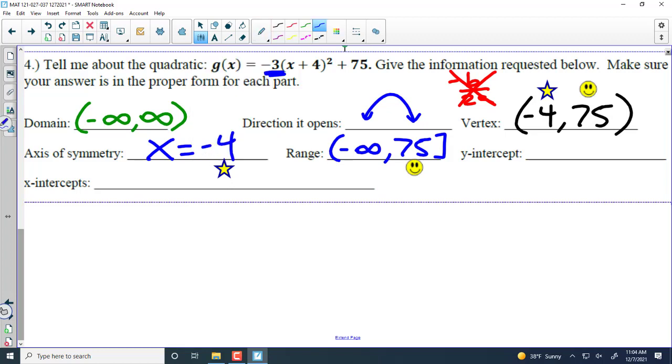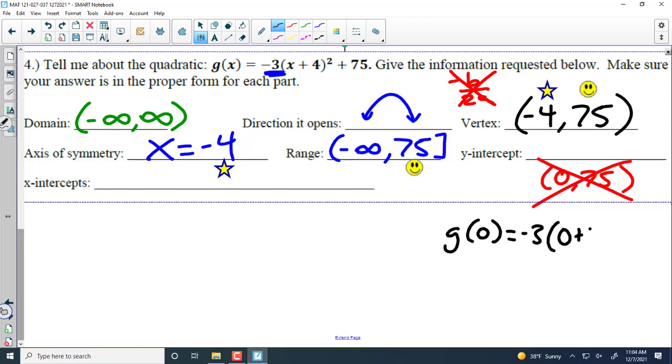I just really wanted a chance to use my smiley face and a star again. The y-intercept, and I'm so adamant that I don't want you to put this, is not 0, 75. The y-intercept is actually the one thing that's harder to find when it's in this one right here. Because the way you find a y-intercept is you do plug in a 0 for every single x. But when you plug a 0 into every single x with this form of equation, it doesn't just destroy everything but the number at the end.